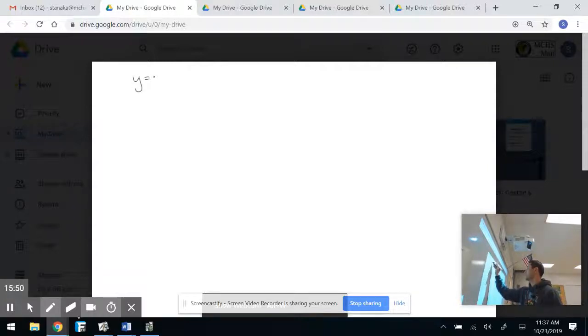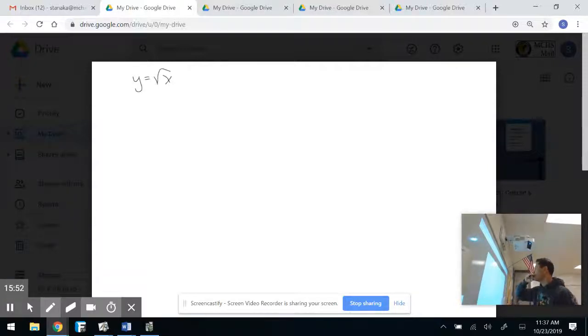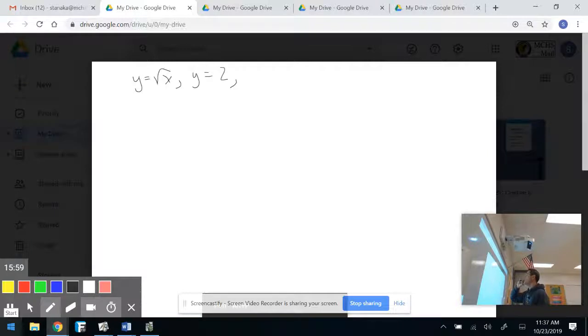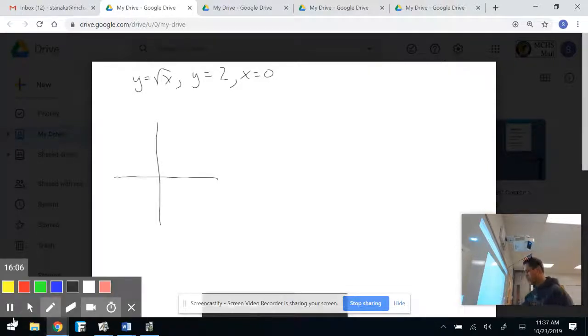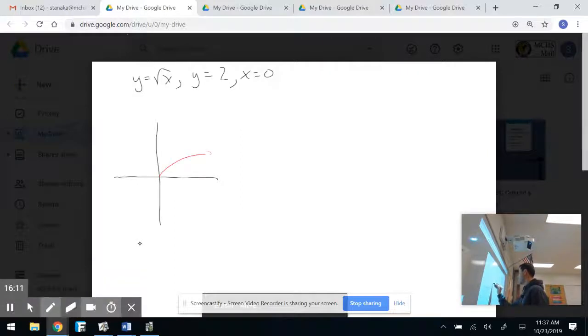Let's go y equals the square root of x. Let's look at the region. Let's go y equals 2. And let's go with x equals 0. Okay, and let's graph that region. I'm going to make mine in red because that's what we have been doing, and the red we never touch, right? So we have the square root of x graph, which looks like that. We have y equals 2, which is this line right here. And we have x equals 0, which happens to be the y-axis. So boom, there is our region.